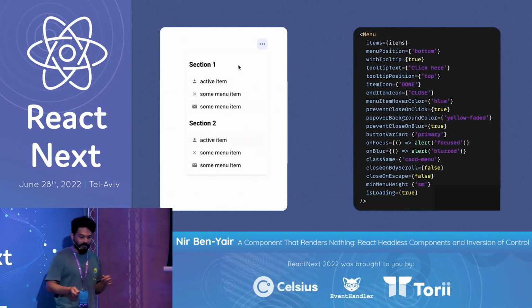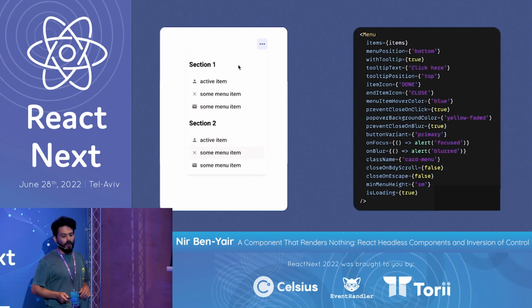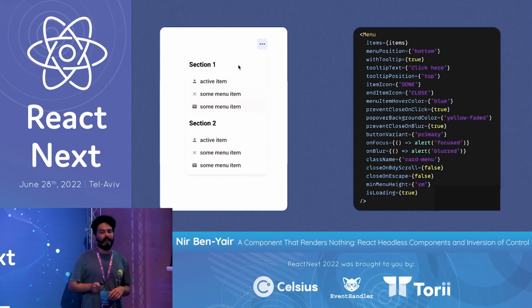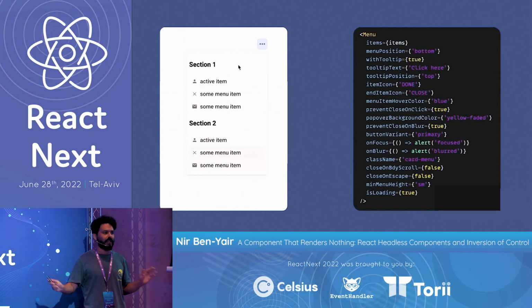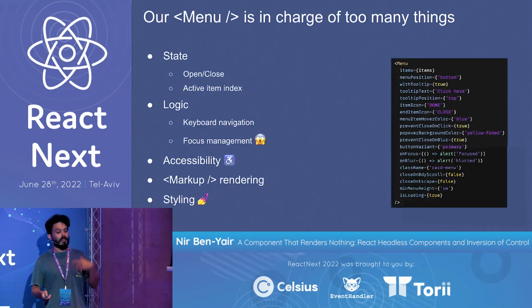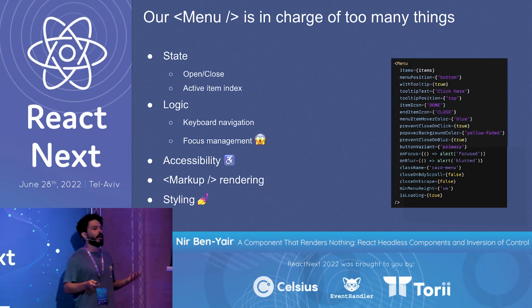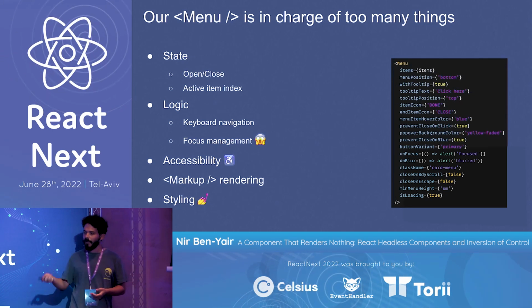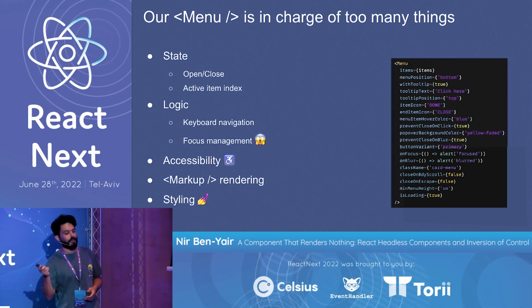Yeah. What's next? Okay. So we said now it's the time to do a refactor because we can't continue like that anymore. And we needed to think when we started refactoring, what's the problem here? What's the problem we are trying to solve? And the problem is that our menu is in charge of too many things.